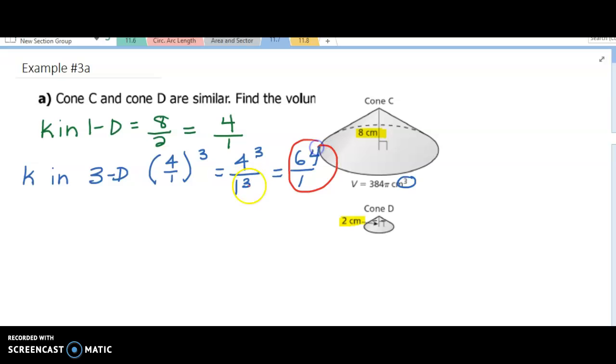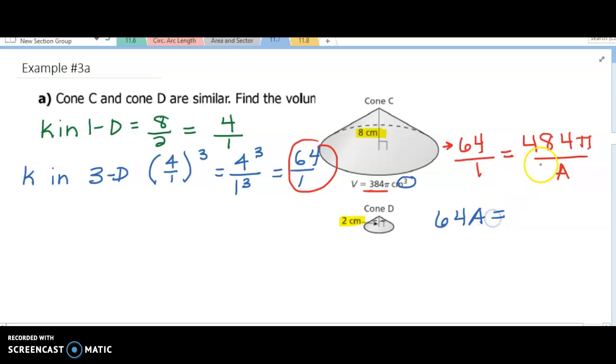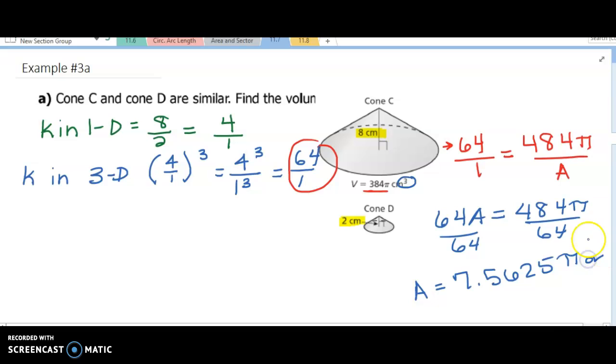Okay, and now that I have my scale factor in 3 dimensions, I can just set up a proportion. So I can say 64 is to 1 as, 64 is the bigger number, so the volume of the bigger one, 484 pi, is to, we'll call it A for area. From here we're going to cross multiply, so 64A equals 1 times 484 pi, divide by 64. So 484 divided by 64. That would be my A is equal to 7.5625 pi, or if I include pi, 3.76, and that is centimeters cubed.